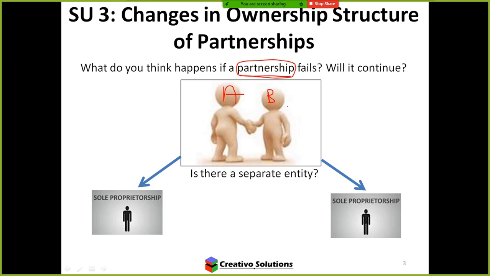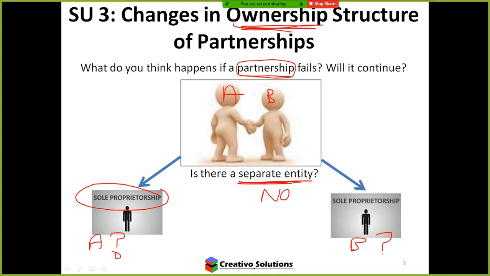Correct. The partnership would dissolve, right? And why will it dissolve? Is it a separate legal entity? No. Correct. So this is theory. This is to remind you that a partnership is not a separate legal entity, and that when you have a change in ownership, you have to treat them like sole proprietors. What belongs to A and what belongs to B? And that's why when a partnership fails or ends, or if somebody dies, what do you have to do?